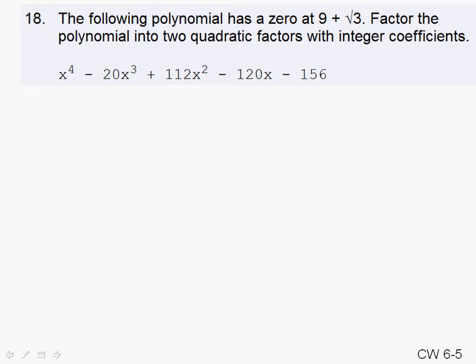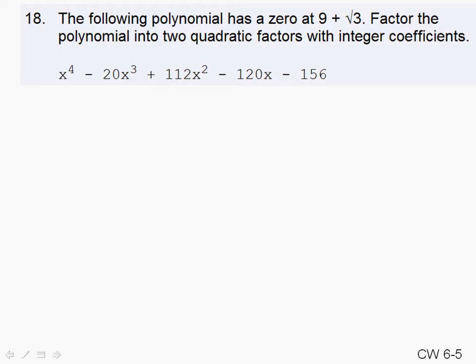Classwork 6-5 number 18 says the following polynomial has a 0 at 9 plus the square root of 3. Factor the polynomial into two quadratic factors with integer coefficients. The first thing we need to do is identify the first quadratic factor.